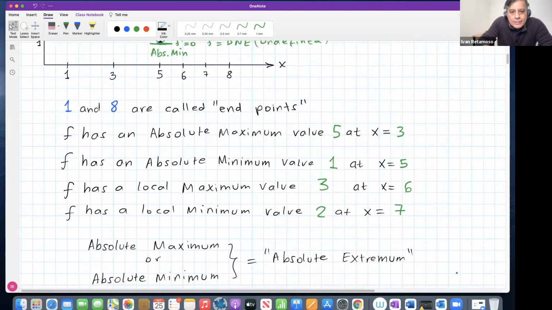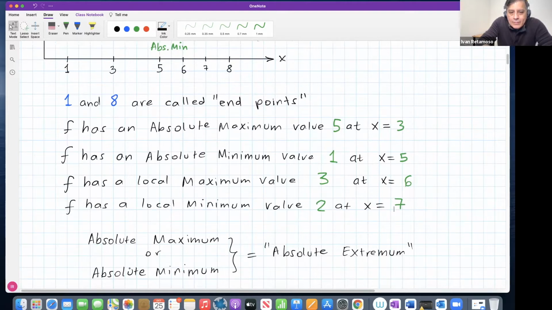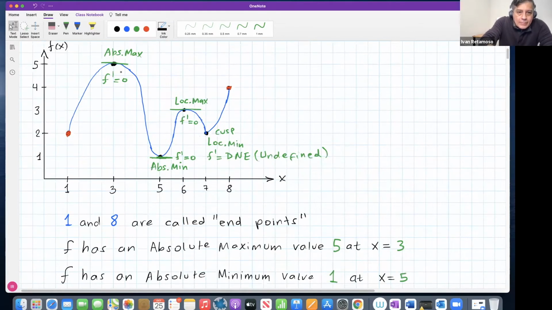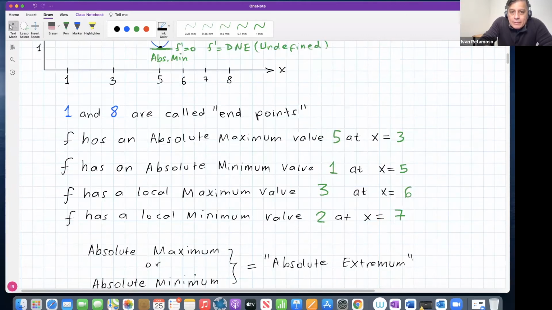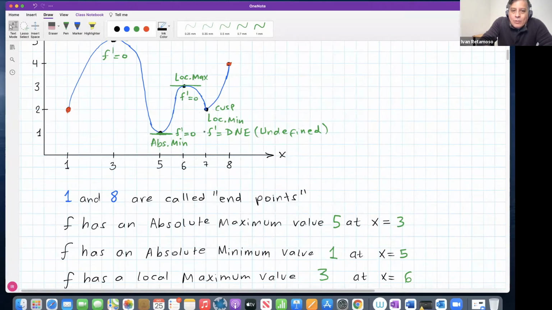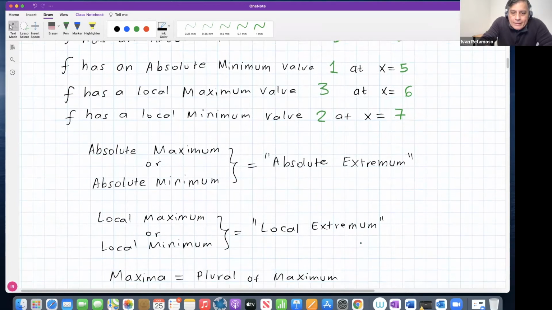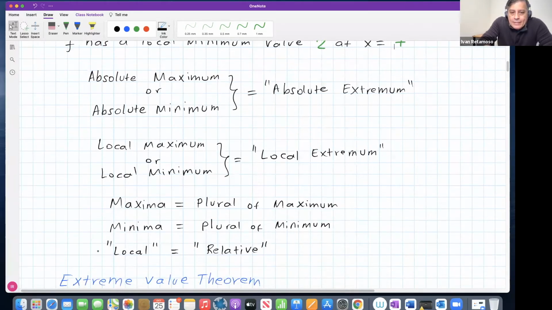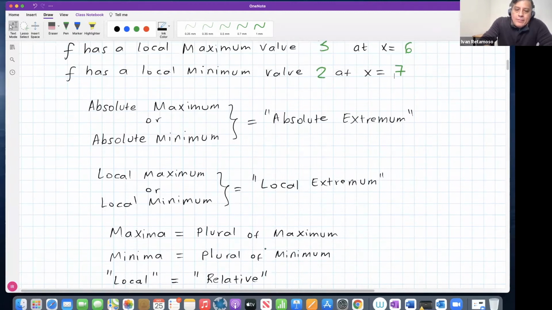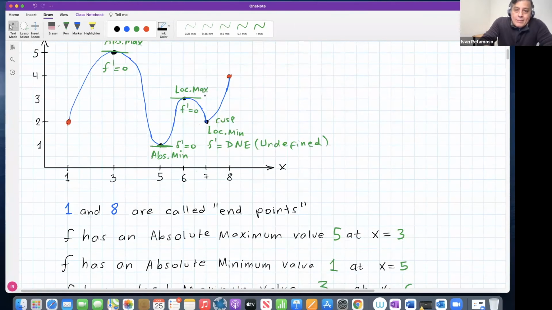Now, let's talk about some notation here. When mathematicians talk about absolute maximum or absolute minimum, they say absolute extremum. They call these points in general absolute extremum. Similarly, when mathematicians are talking about a local maximum or a local minimum, they just say local extremum. Now, maxima is the plural of maximum, minima the plural of minimum. Also, local is the same as relative. So if you read our textbook and instead of local maximum they say relative maximum, it means the same. Instead of local minimum, they could say relative minimum.